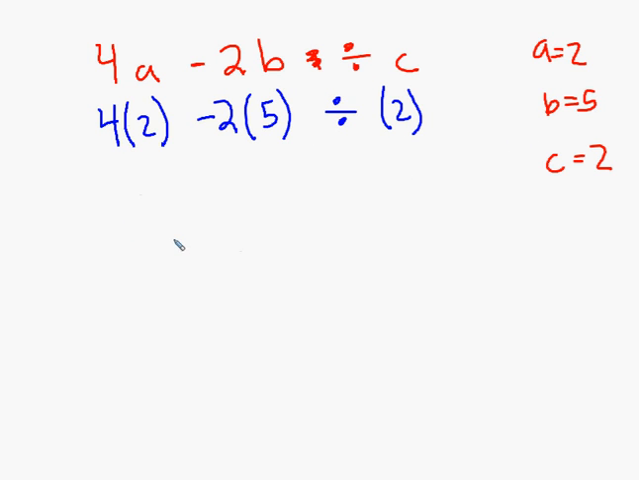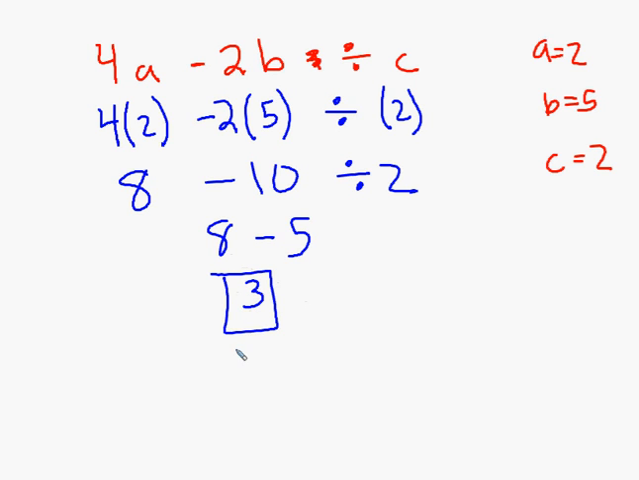What should I do first? Multiply. And I get 8. Can I do this multiplication at the same time? Yes, I can. Copy the rest down. Now what do I do? Divide. Wow, Miss C got you guys good. All right, so 8 minus 5 is 3, and I'm done.